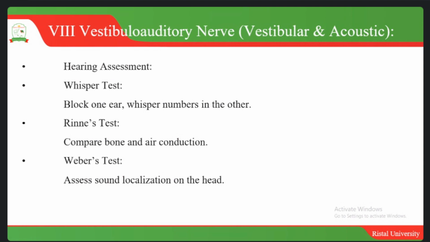Then the Weber's test can also be assessed. You can assess the sound localization on the head. You find the patient seated, then you use the tuning fork, then you ask the patient the same questions. If he has heard any sound, which side of the head is it on, the left hand side or the right hand side? So the patient will be able to tell you the localization of the sound within the different sides of his head, and we do all this with the help of the tuning fork.